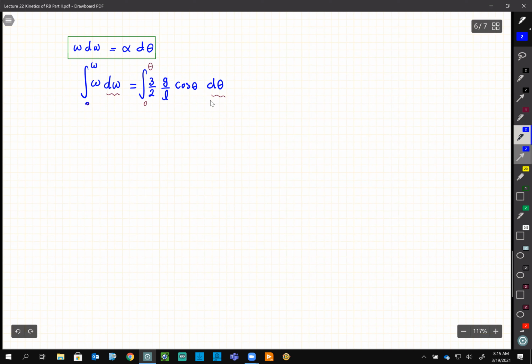Quickly, let's do the integral. I'm sure it's easy for you. The first side will be 1/2 omega squared. And then the second side, all of those are constant, so it's going to be 3/2 g/L and sine theta. So we successfully found the speed at any theta. Omega squared is equal to 3g/L sine theta.